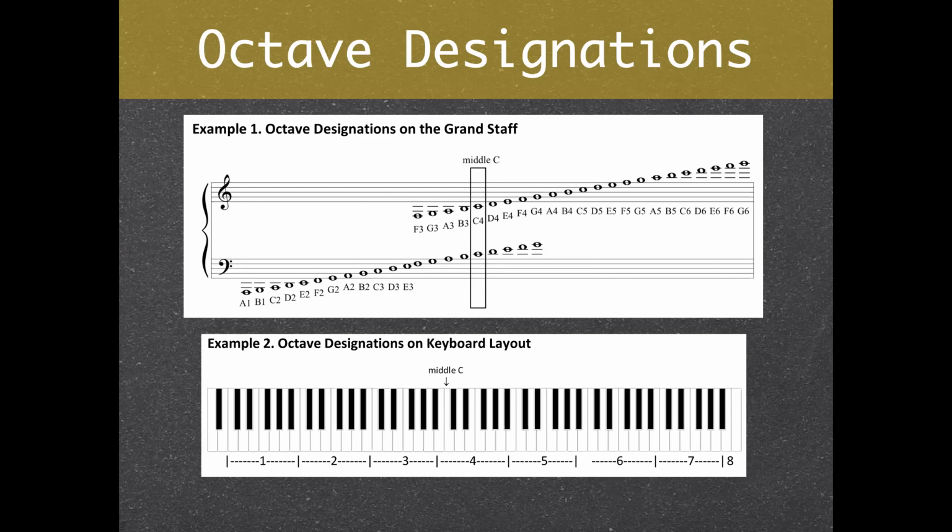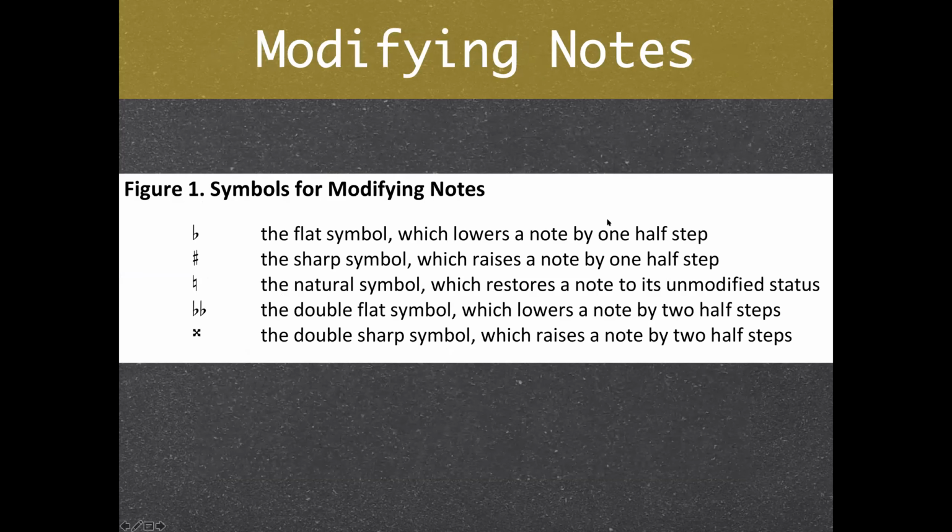So we're going to be referring to notes on the staff, not just by their letter name, but also by their octave designation, so that we can tell how high or low, what octave these notes are placed in. I want to also share one additional bit of information with you about symbols for modifying notes. So up to this point, we've just been dealing with the basic letter names, A, B, C, D, etc.